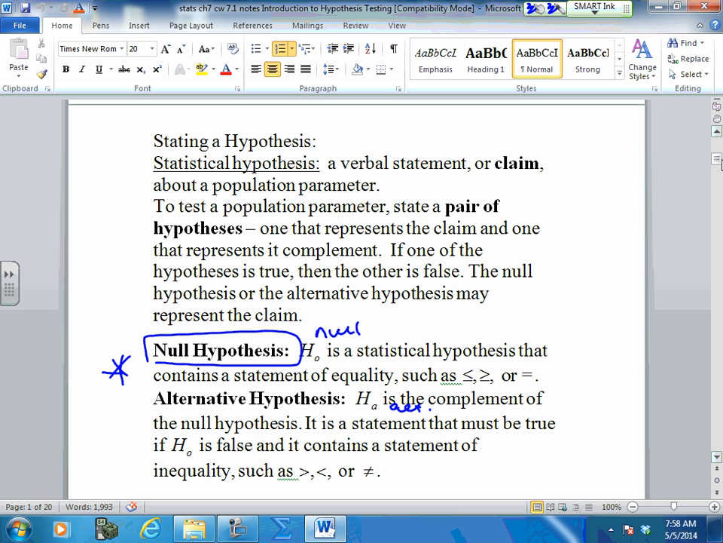Now your alternate hypothesis is the complement of your null. It is everything that your null is not. So if you say it is equal to 180 minutes, your alternate is it is not equal to 180 minutes. This is the most important thing though. Your null has to contain the equal sign. And your claim does not have to be your null statement.